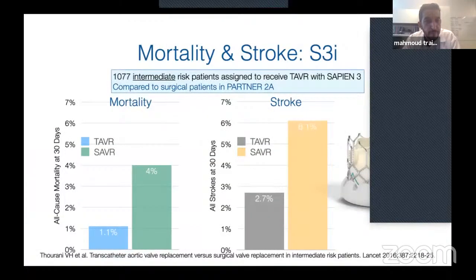more patients. This is a registry trial, so it's a little bit hard to look at, but this took patients treated with a Sapien 3, the third generation Sapien valve, and had case matched controls to the PARTNER 2 trials. And we show that this registry comparison case control study showed that TAVR had an improved mortality compared to surgery along with a reduced stroke rate.